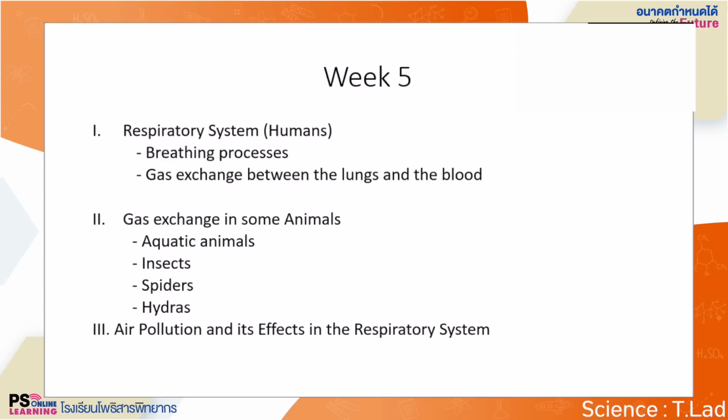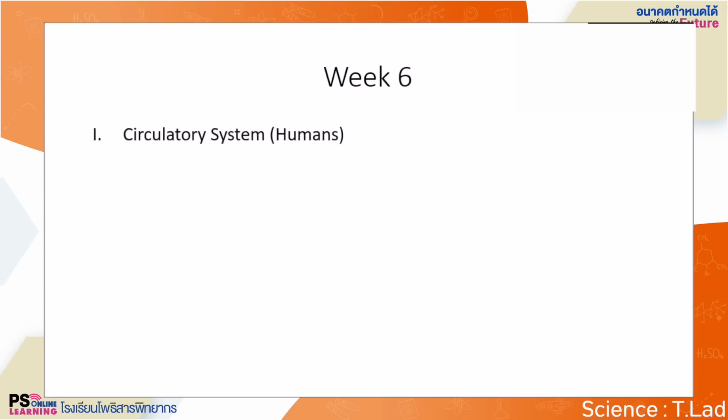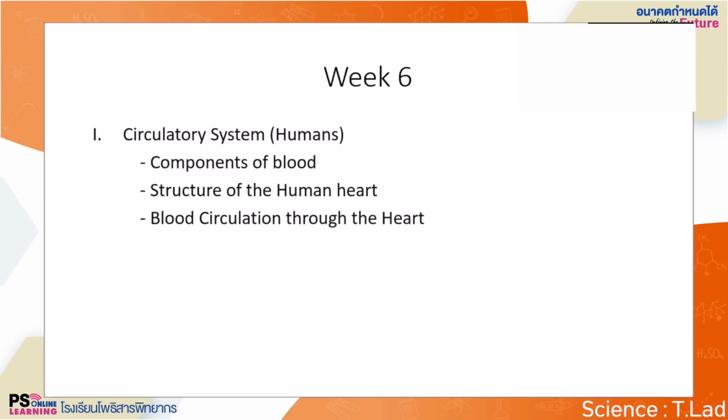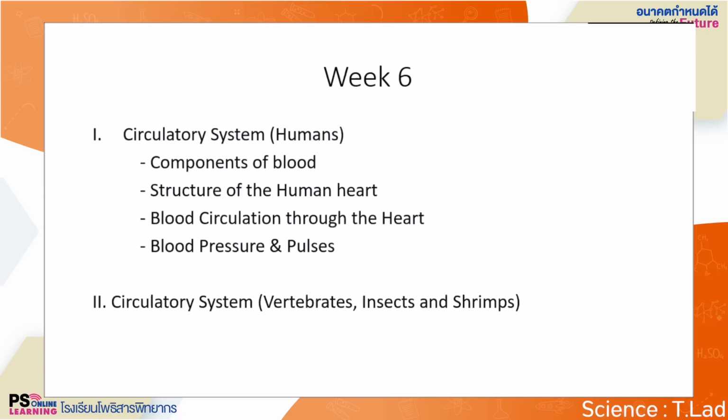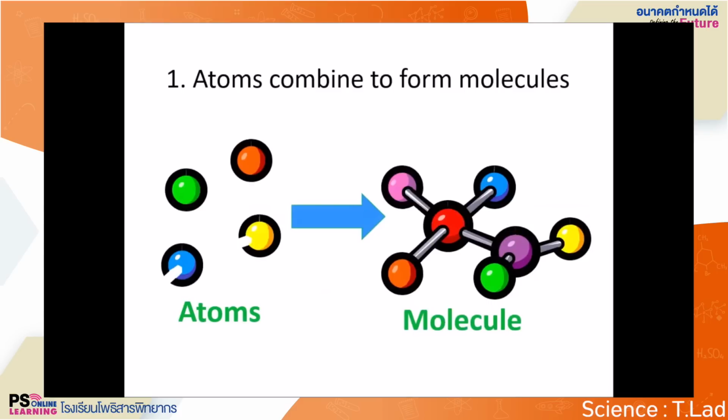And the last topic, which will be on week 6, and if we cannot finish this one, we will continue in the classroom. So it's all about the circulatory system in humans. Here we will discuss the components of blood, the structure of the human heart, blood circulation through the heart, blood pressure and pulses, and then the circulatory system in vertebrates, insects, and shrimps. This topic is just a review of what you learned in M1.